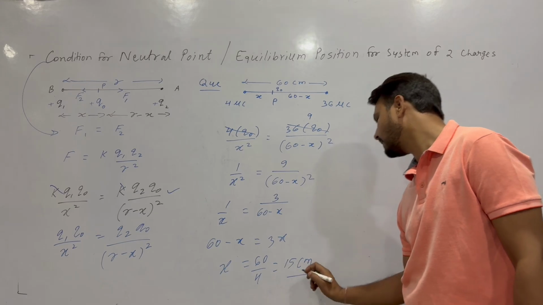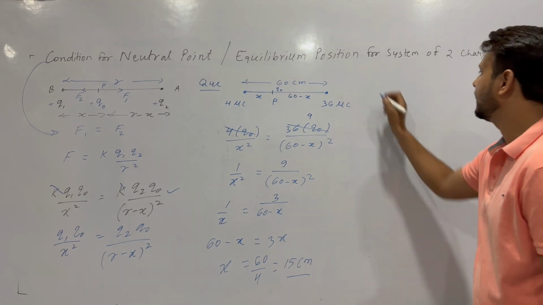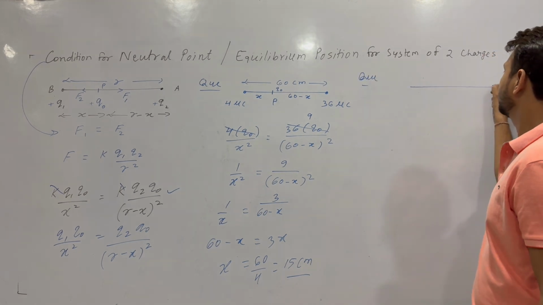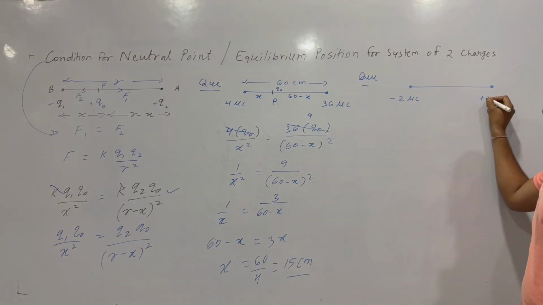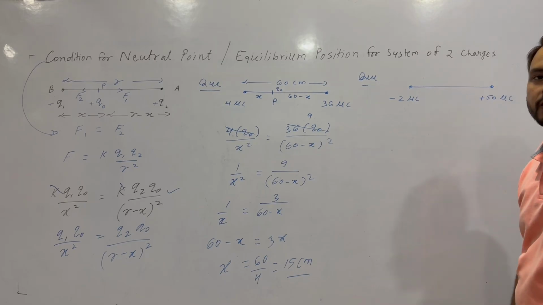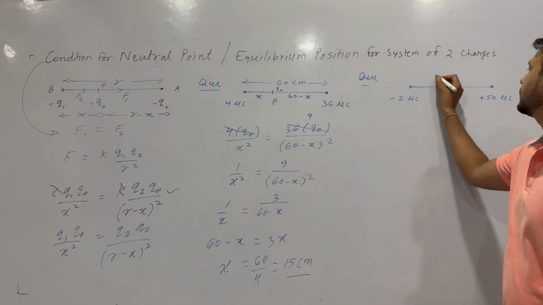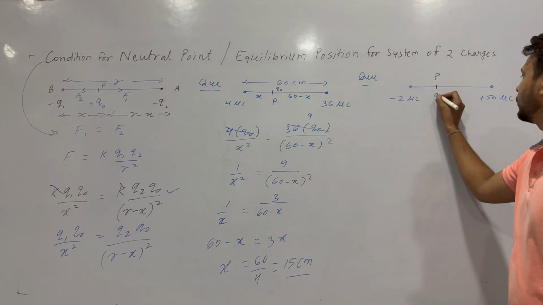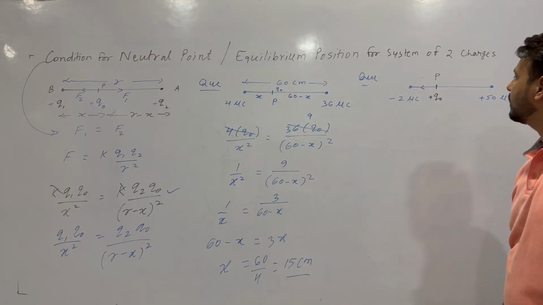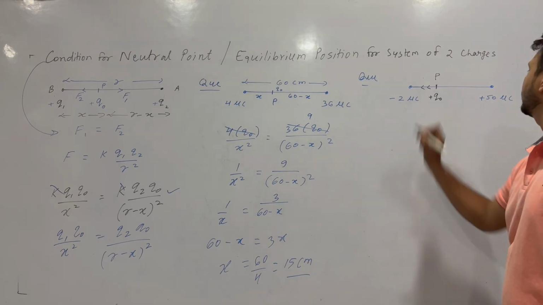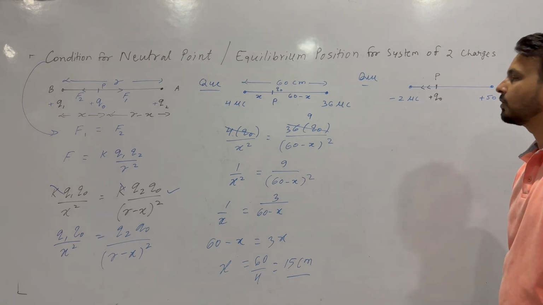That is 15 centimeter. Now another question is, if these two charges are of opposite sign, let's say minus 2 microcoulomb and plus 50 microcoulomb, where could the neutral point be? It could not lie between the line joining these two. If I take this as the neutral point P and Q0 charge over here, what will happen? It will get attracted by this minus 2 microcoulomb charge, and it will get repelled by the plus 50 microcoulomb charge. So the net force on this charge at this point could not be 0.